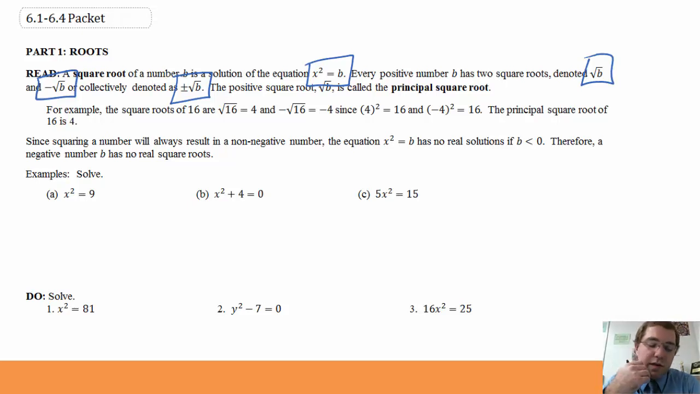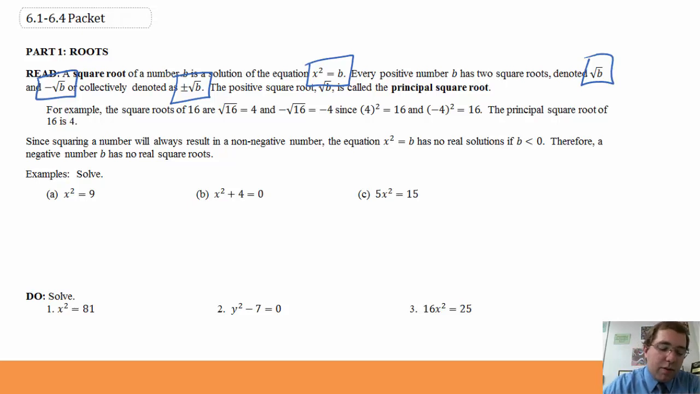So the square roots of 16 are positive 4 and negative 4, since both 4 and negative 4 satisfy the equation x squared equals 16. 4 squared is 16. Negative 4 squared is also positive 16. The principal square root of 16 is positive 4.